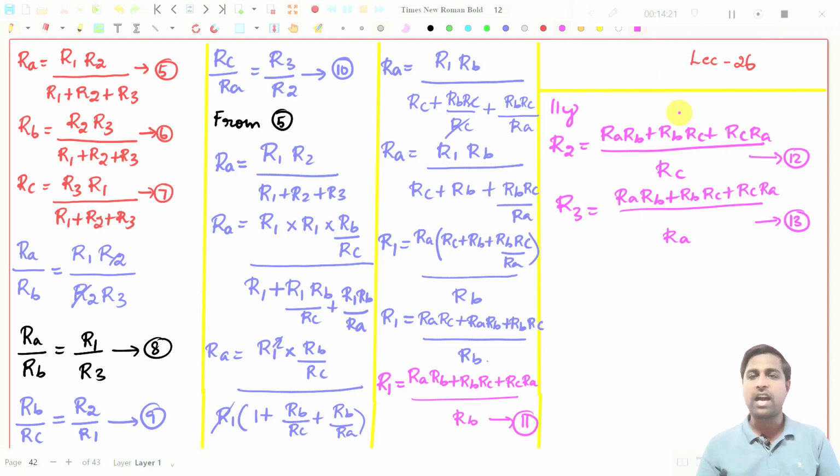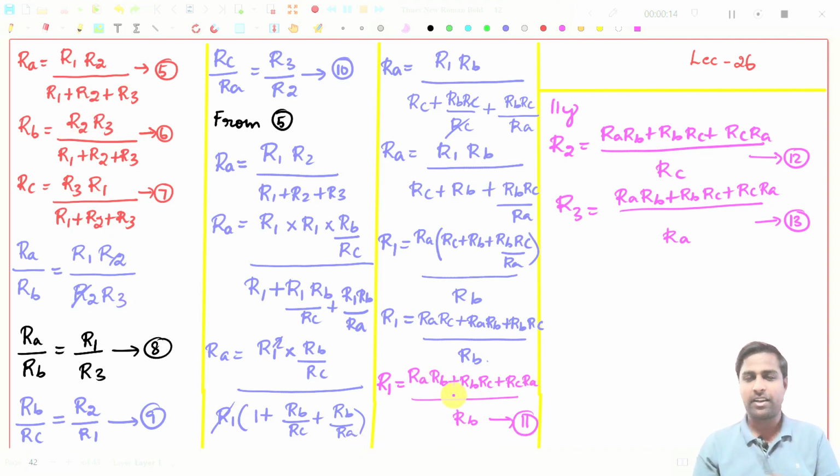Now I will tell you just one thing. You see these expressions, it is very easy to remember. In the numerator, you will get RA RB plus RB RC plus RC RA. In every numerator, you will get the same thing. This is for the R1, R2, R3 expressions, right? See what I have told you. For every expression, the numerator is the same: RA RB plus RB RC plus RC RA, right?